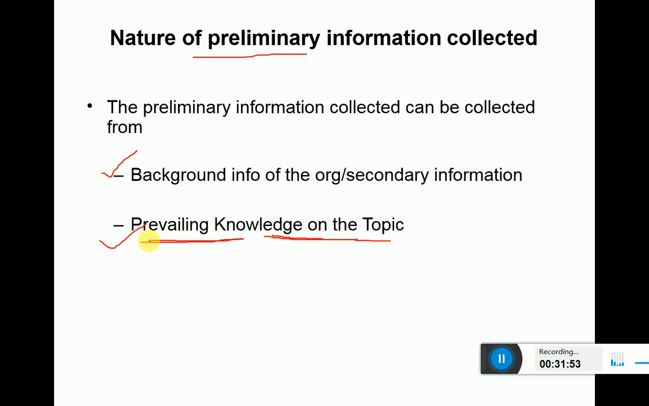On the topic. In preliminary information gathering, first the researcher must study the background information about the organization, and then the researcher must study the library research or the prevailing knowledge on the topic, which is the literature survey. Now in the background information we are going to study three things.